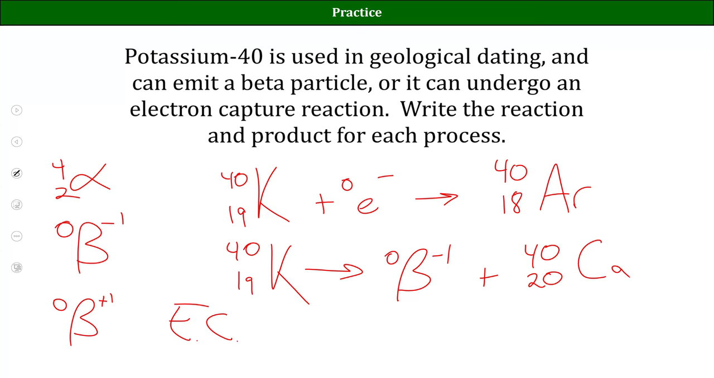And that's going to have its own rate constant. Both of these rate constants are going to be different. One of them is going to be a faster, more likely process than the other.